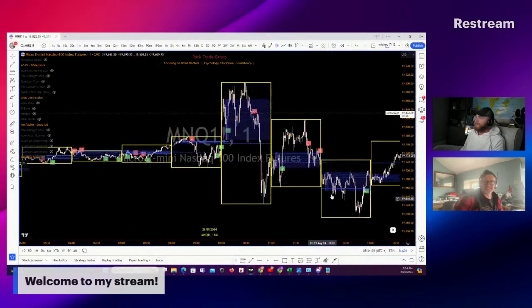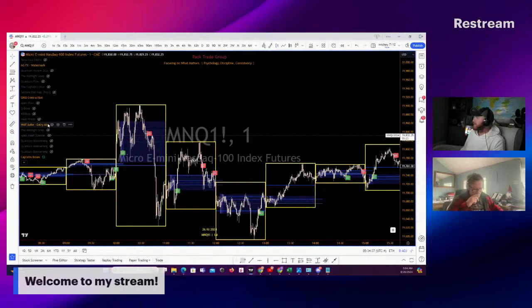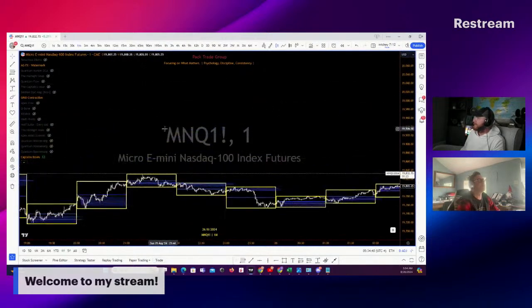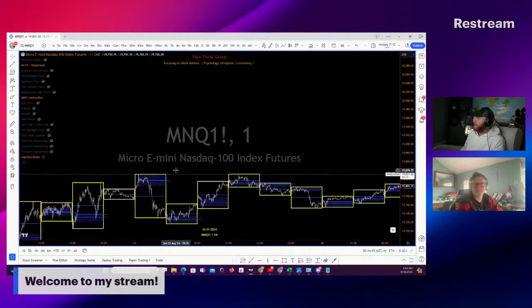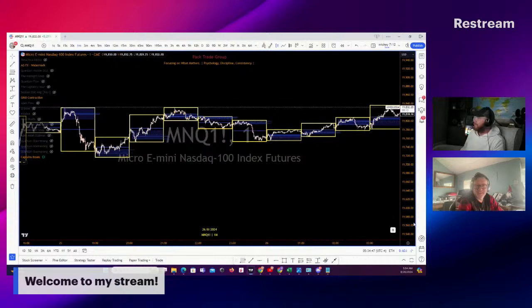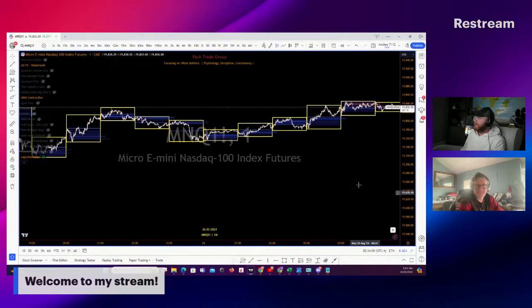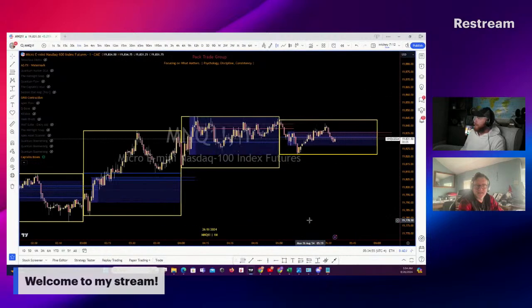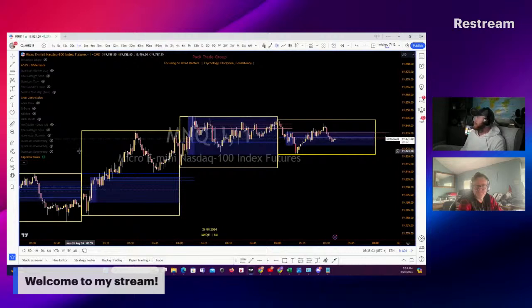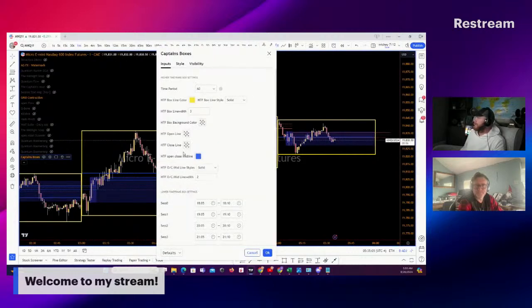Real quick, I want to give an example, an announcement of a new indicator that came out, the Captain boxes. You guys should now have the ability to take a higher time frame, like we do with the hourly. So this is the hourly on the 1 minute. This is the high, low, midpoint of it. You also have the options of putting it on that open and close line, filtering the background.